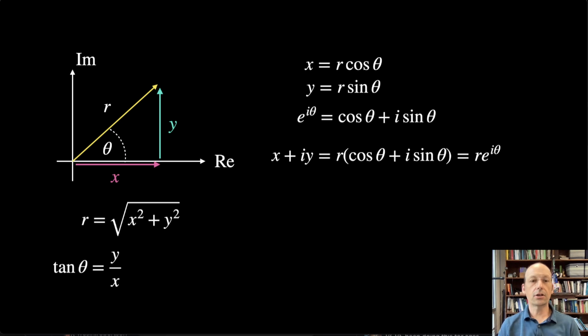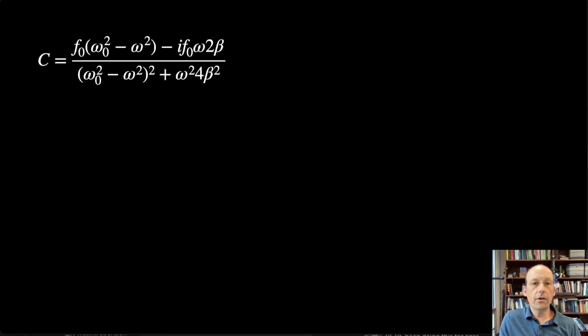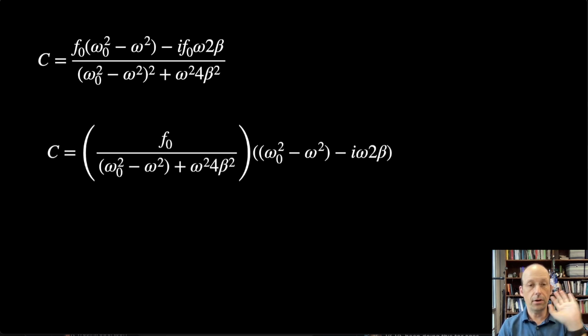Tangent theta. Okay, so now we just need to find r and theta. That's what we need to do. So here is my c. I'm going to factor out the non-imaginary part, right? So I have f0 over omega naught squared minus omega squared plus omega squared 4 beta squared, and then I have a real and an imaginary part.